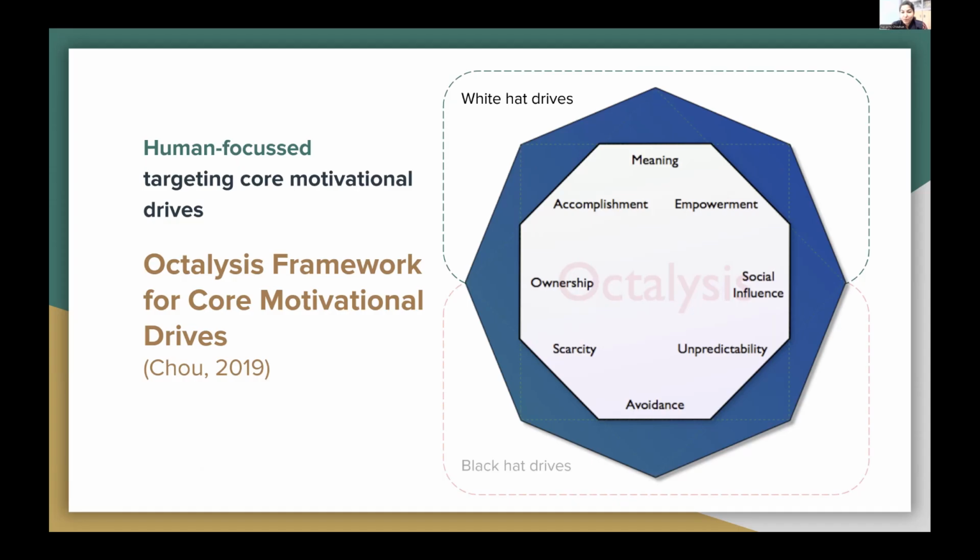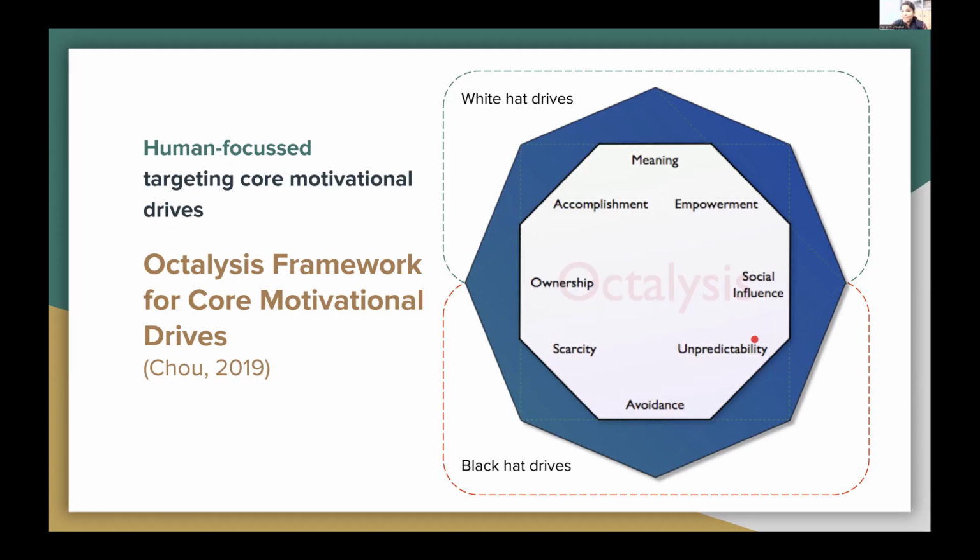Okay. But then the bottom half are called black hat drives. So the fear of something not available to everybody, scarcity. Like, for example, when Facebook came out, it was available only to Harvard students and then a few other universities, right? Avoidance, loss and avoidance, the fear of losing something, the fear of losing points or losing some asset that makes you want to take an action.